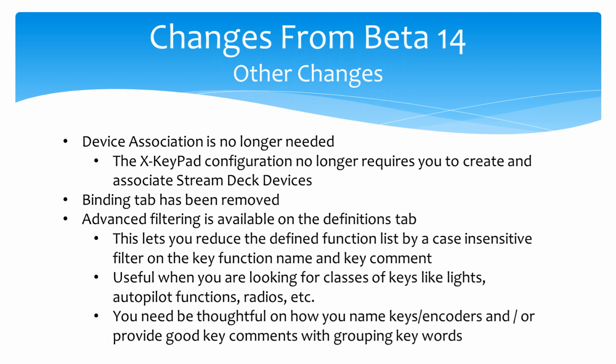I've also added some advanced filtering on the definitions tab, and if you recall, the definitions tab is where you can see all of your key definitions in a sort of linear list. With this filtering, you can enter a filter that will be a case-insensitive search across the key's function name and anything in the key's comments. This is useful when you're trying to get a list of just a class of keys, like all the keys associated with lights, all the keys associated with autopilot functions, radios, etc.